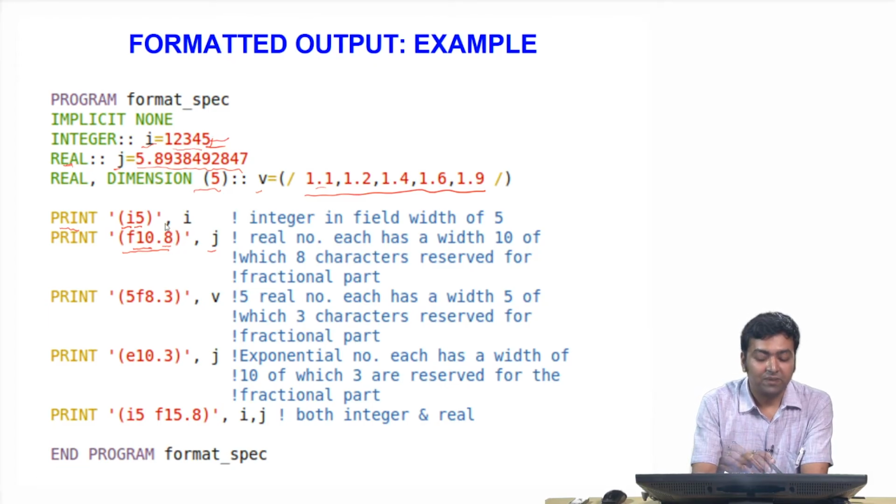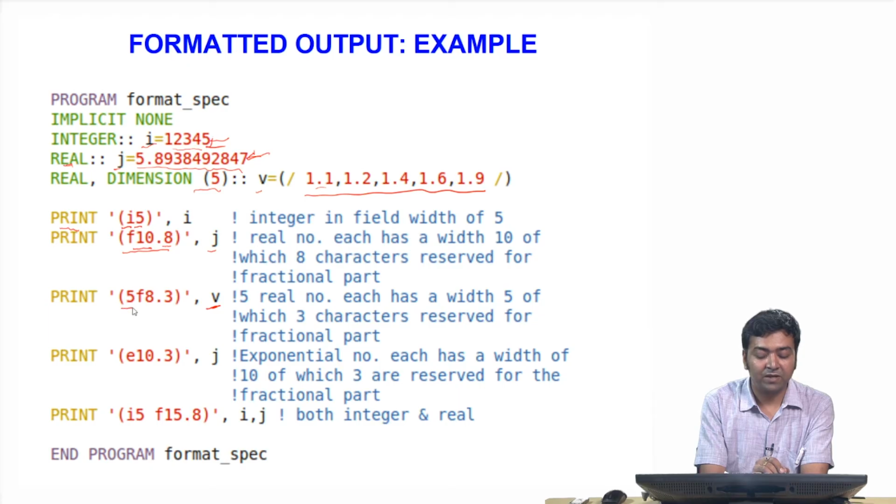So, basically, if you remember, to represent this whole number j here, I need 12 places. Instead, here I am just assigning 10 places. So, we will see what happens very soon. Similarly, I write all the numbers stored in this array V. As we have seen here, it has 5 numbers stored. So, I use the following format statement.